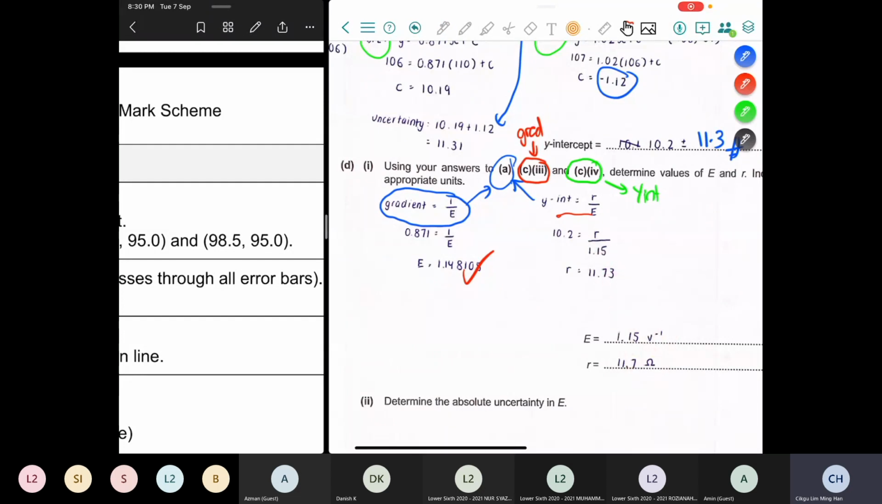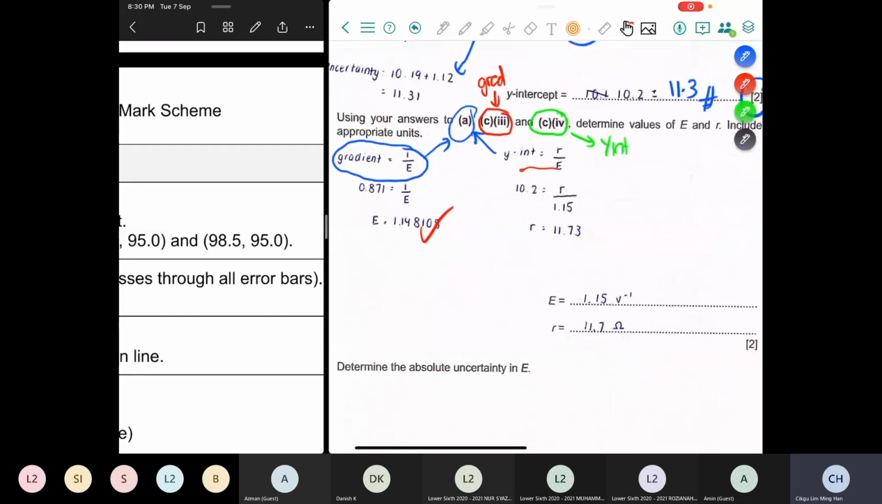Right? Now, the unit. The unit I need to comment a bit. This one is actually wrong. It's volt. And this is ohm. So get a minus 1 here only. Now, how do I know the unit? How do I know the unit?